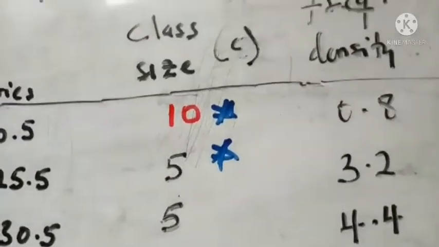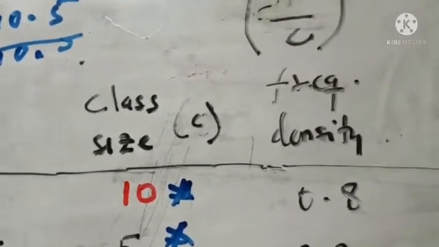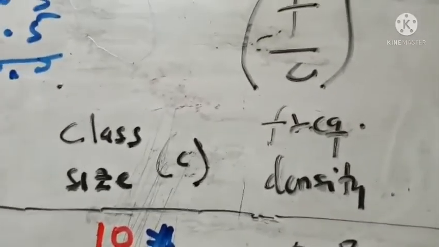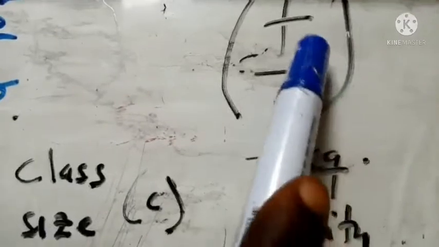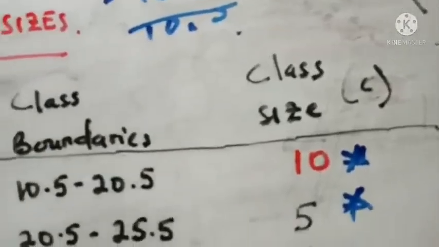Okay, now how do you get the frequency density? There's a way of doing it. There's a tool you have to use to get the frequency density, and the tool here is F divided by C. So we just need to know who is F and who is C. Then we are free to go. Now who is F and who is C? F is the frequency, right?